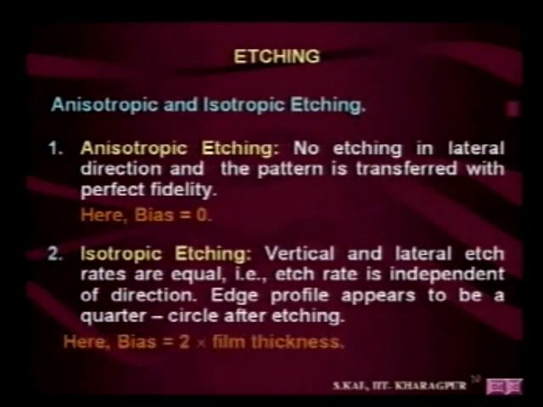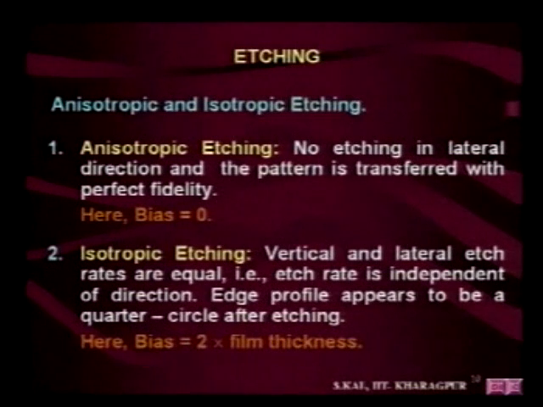The examples are, in the case of liquid, both. A liquid etchant may be isotropic and may be anisotropic. In dry etching, it may be isotropic, it may be anisotropic. Normal liquid etching, which we use for removal of silicon dioxide using buffered hydrofluoric acid, is an example of isotropic etching, because there the lateral and vertical etch rates will be there. So that means undercut will be there. But there are certain etching solutions which can etch a particular film in a particular direction, direction-dependent etching.